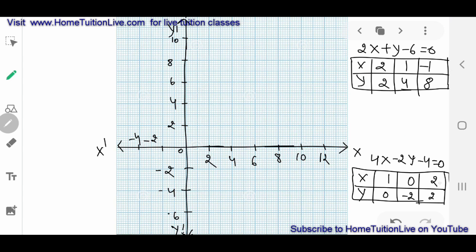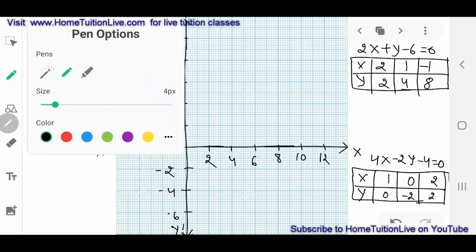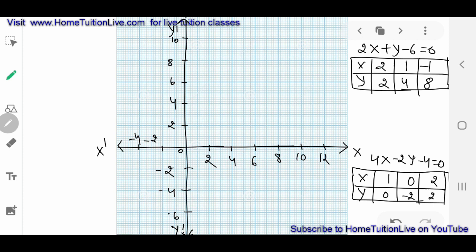I already did this. I am just drawing the graph with the help of this. So let's see the points. X is 2, y is 2. This is the point. X is 1, y is 4. X is minus 1 and y is 8. This is the point.